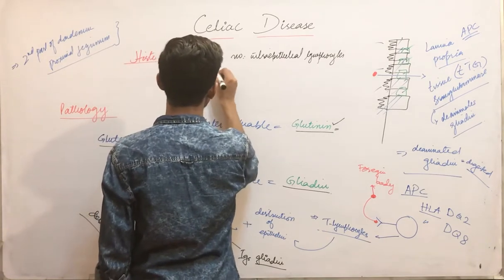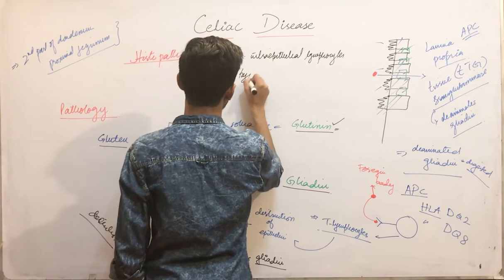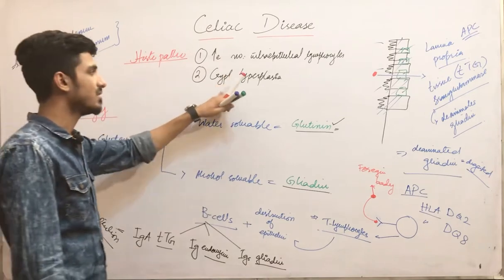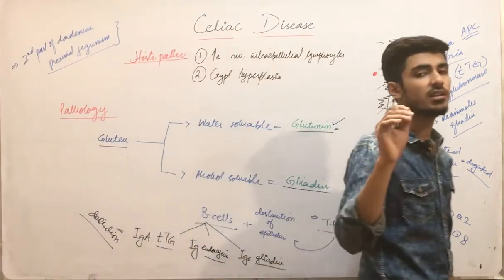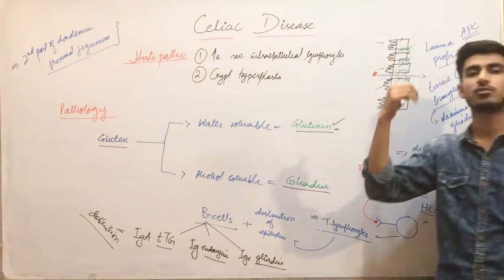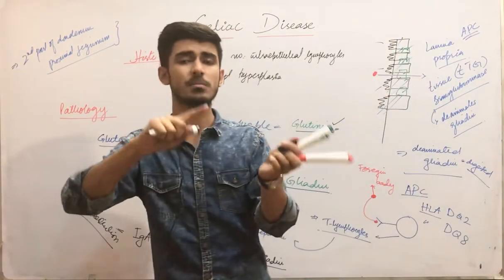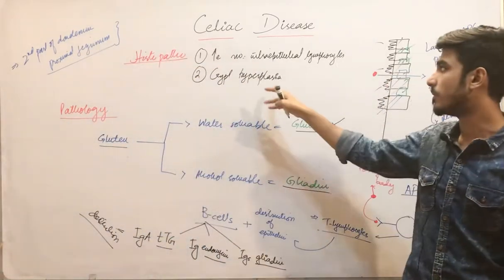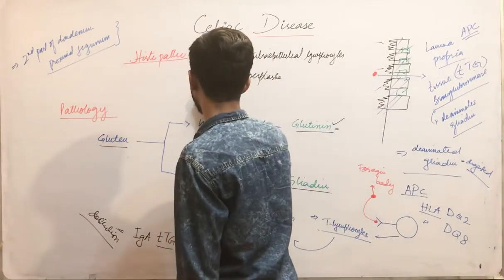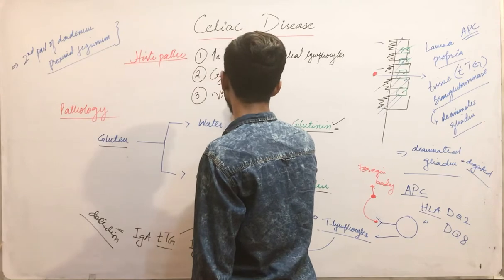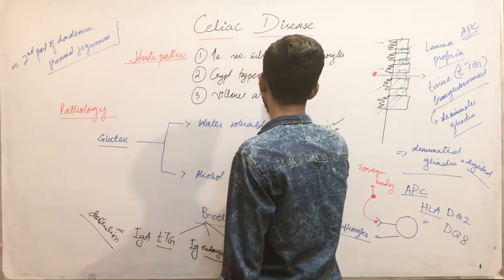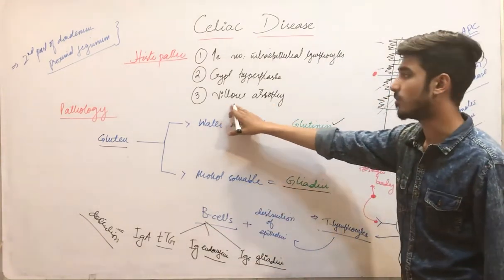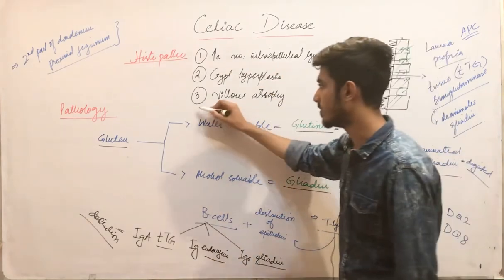Then we have the crypt hyperplasia. We also know that the intestine has the crypts, and there will be crypt hyperplasia. This hyperplasia will interfere in the digestion process in the third and the fourth step of the digestion, that is the transepithelial transport and the terminal digestion phase. So the third and the fourth phase of digestion are interfered with due to the crypt hyperplasia. Then we have the villus atrophy. You all know that there are the villi, the finger-like projections of the small intestine. So they are atrophied in this celiac disease condition.